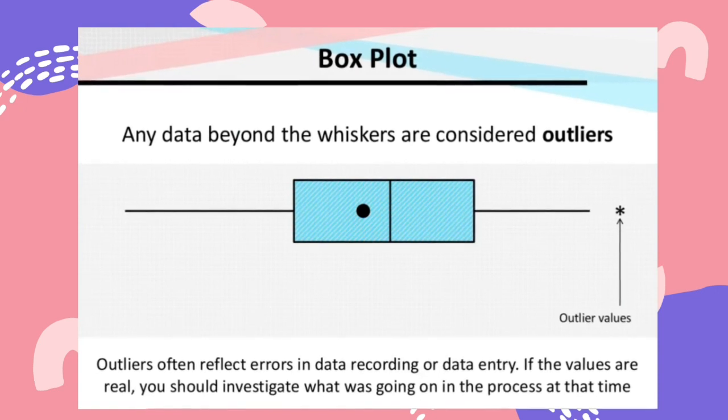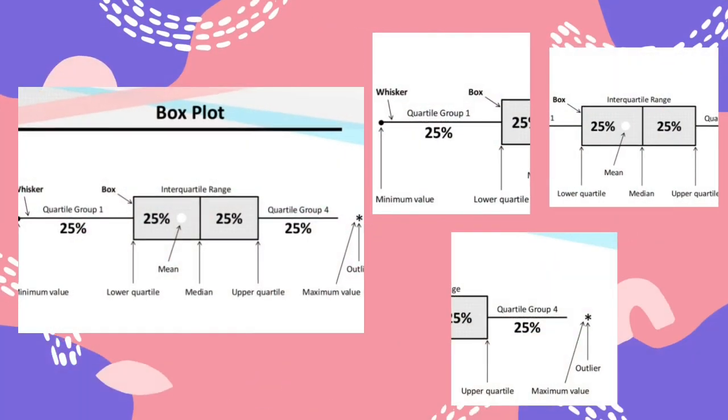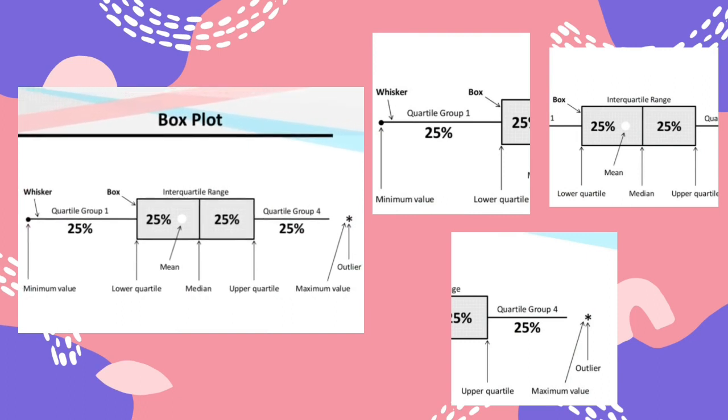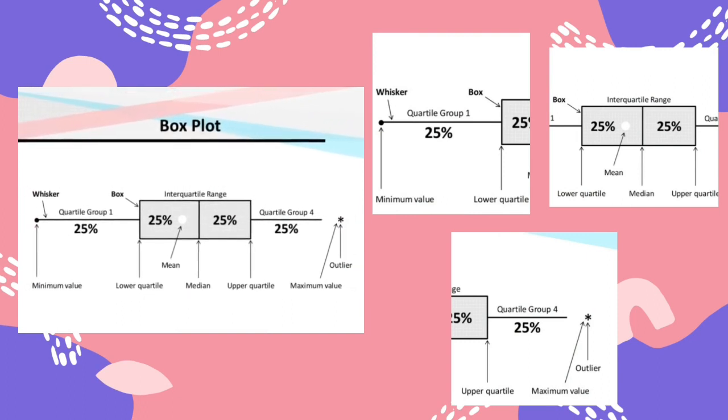Any data beyond the whiskers are considered outliers. Outliers often reflect errors in data recording or data entry. If the values are real, you should investigate what was going on in the process at that time. These are some examples of a box plot.